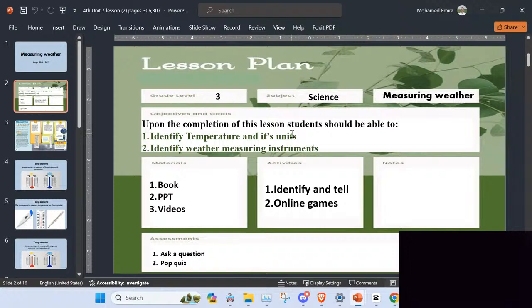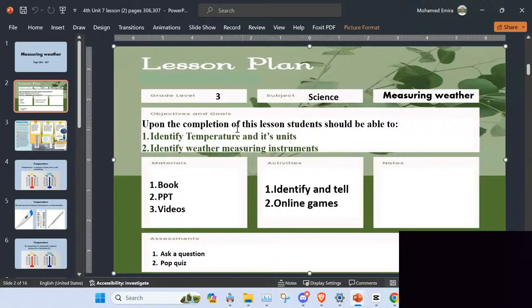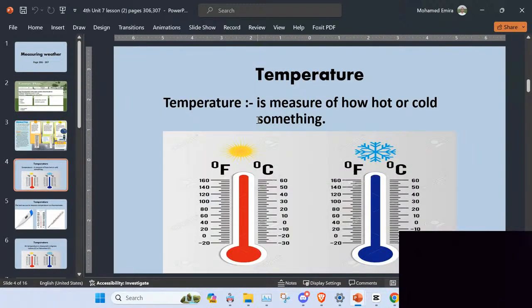As you can see here in this PowerPoint, we are going to try to learn about temperature and measuring weather instruments, or tools, that we use to measure the weather. First thing we need to know is something called temperature. Sometimes when I ask the students in the class what is temperature, immediately they tell me heat. Temperature is heat. This is not entirely correct. Why is this? Because temperature is an indication of heat. It tells you about the heat, but it's not the heat itself.